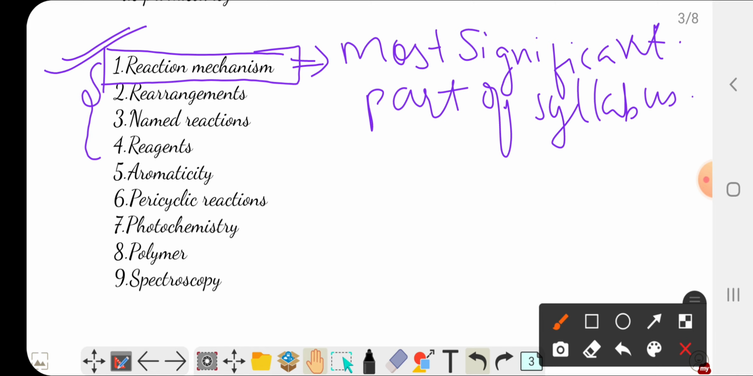Okay, either you start from this or you can start from chapter 5, aromaticity. This is a small chapter. Here the questions are basically: which is aromatic, which is non-aromatic, which is homoaromatic, or there are some other types of questions which I will be discussing later on. Okay, and then after that you should follow pericyclic and photochemistry.